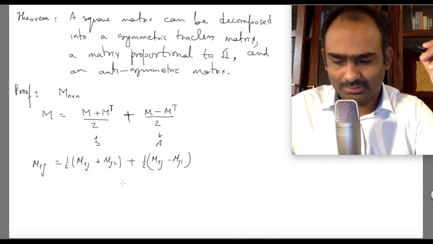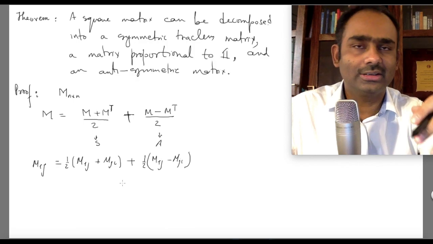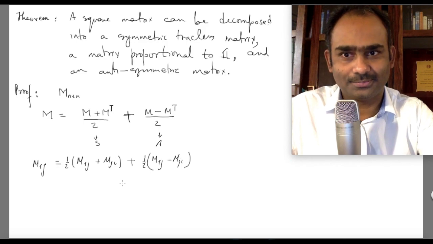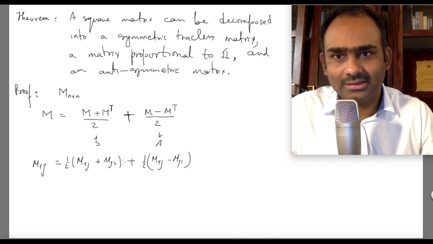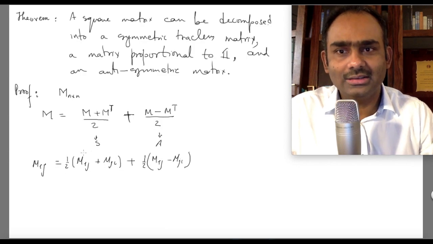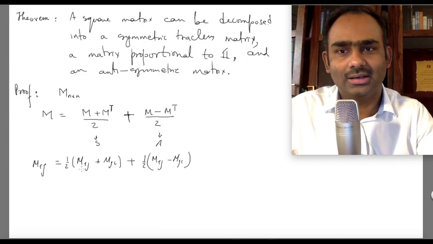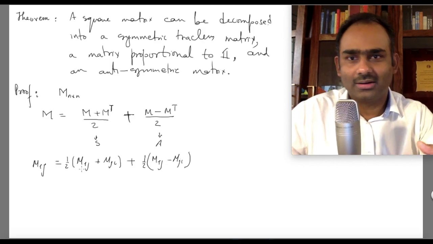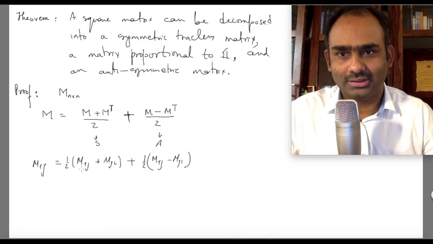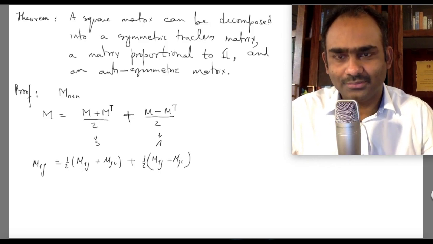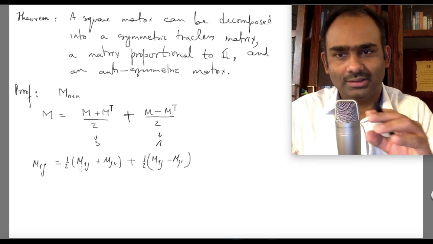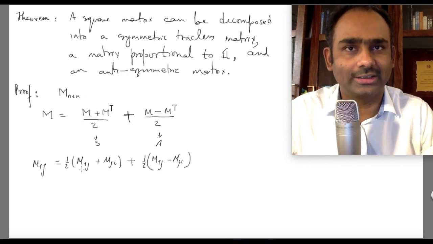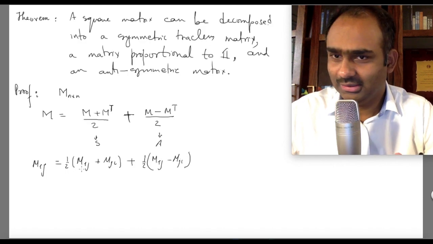And as I said a couple of minutes ago, you always have the identity matrix at your disposal. Now, the identity matrix is a symmetric matrix, so out of this symmetric piece, I can subtract any matrix which is proportional to the identity, and filter that out. What will be useful is to take out a matrix which is proportional to the identity, and the proportionality factor is the trace of M. So that's what we want to do.